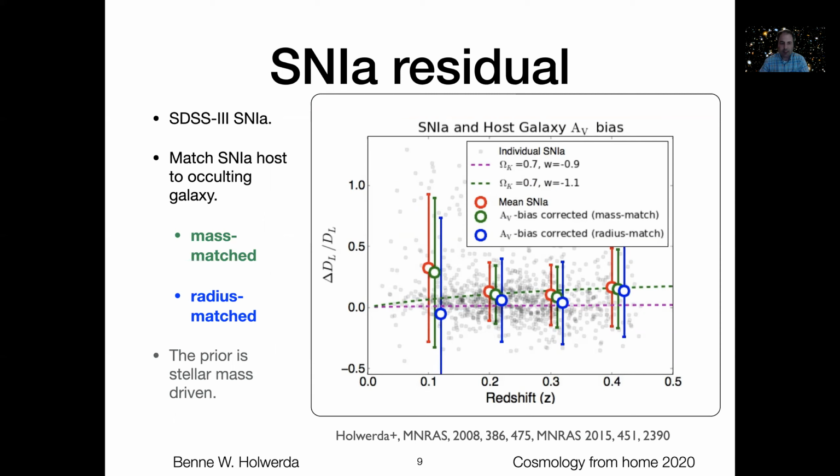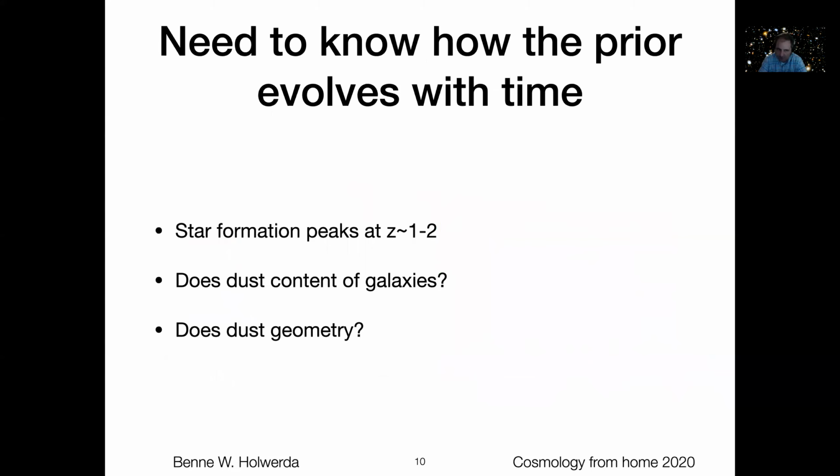And if you do that, the mass-matched sample actually reduces the residual in the supernova fit. So that's indicative that stellar mass is probably the driver. That's how we should bin our galaxies. Bigger galaxy, more ISM, different kind of prior. Okay, so that's what we found so far.